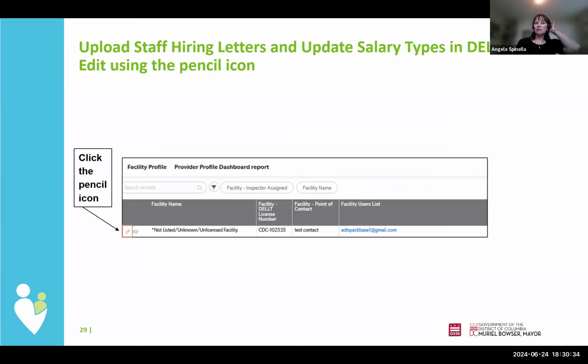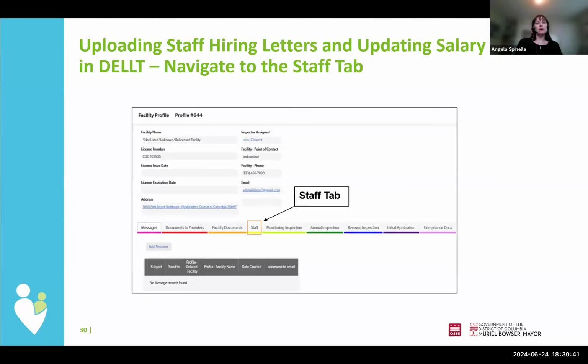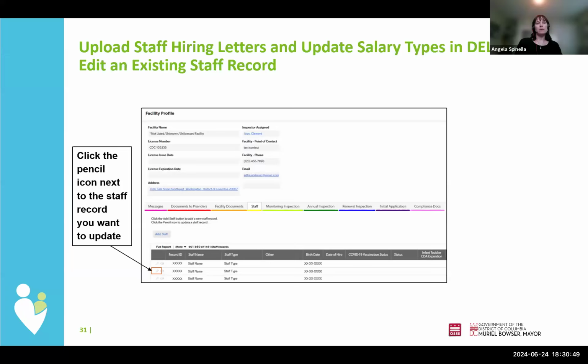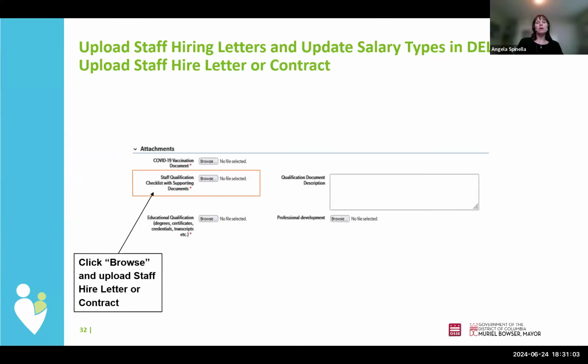You will then select the facility to update using the pencil icon as shown on the left. Once you have clicked on the pencil icon, click the Staff tab. In the Staff tab, click the pencil icon to edit an existing staff record. Scroll down to the Attachments section and click Browse. Here you will upload the staff hire letter or staff contract.